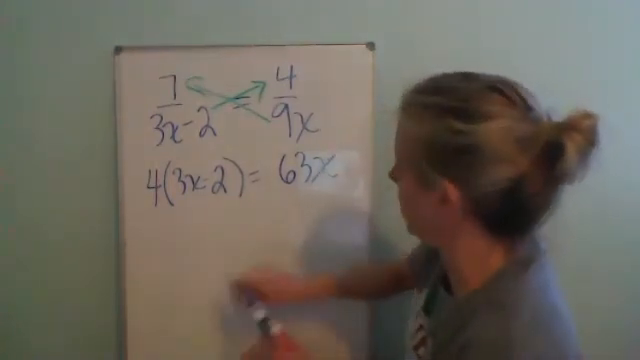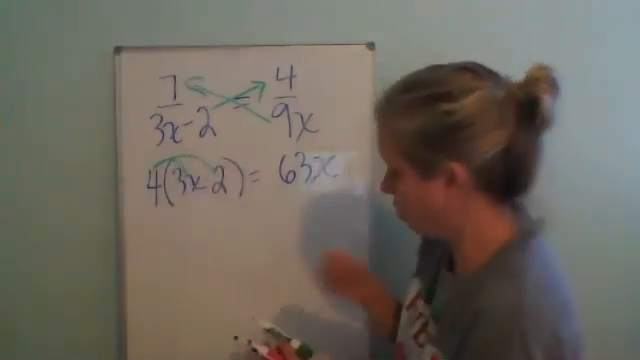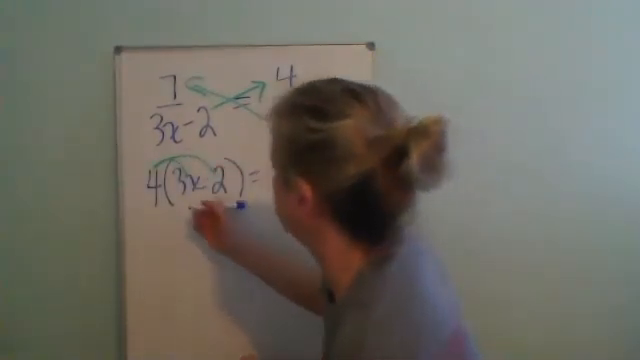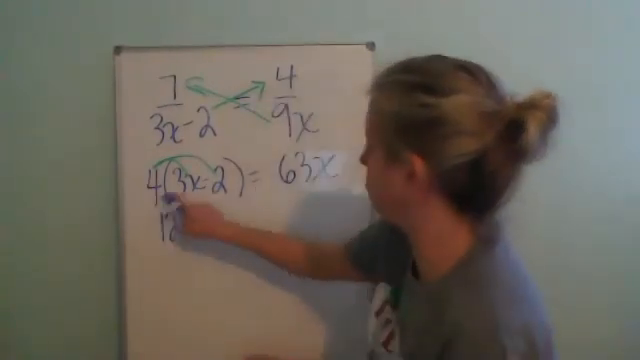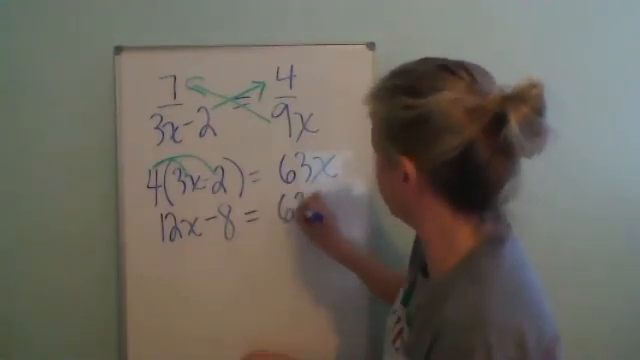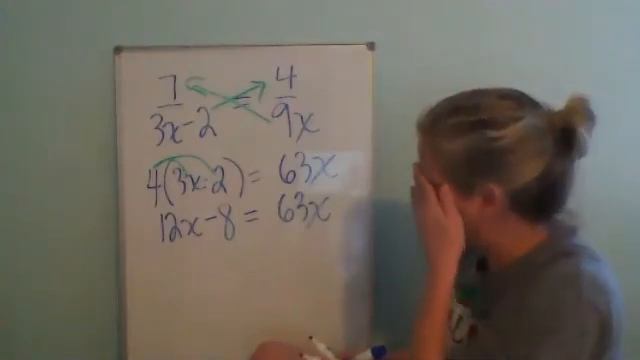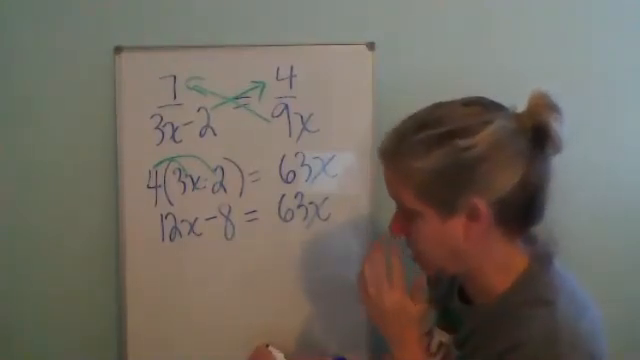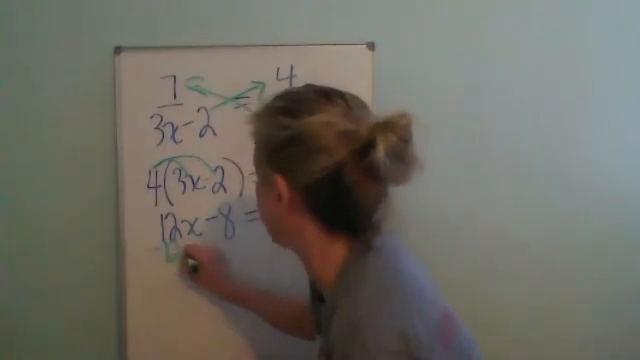So let's see. I'll distribute this 4. 4 times 3x gives me 12x. Minus 4 times 2 is 8. Equals 63x. So let's see, I have x's on both sides again. So I'm going to get rid of my small one again. So I'm going to subtract 12x from both sides.